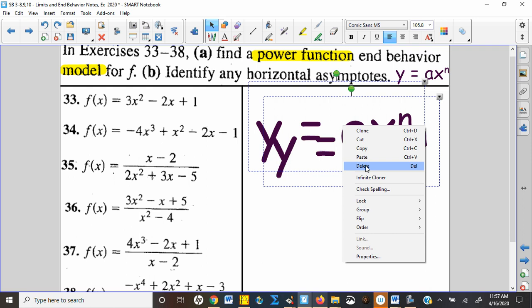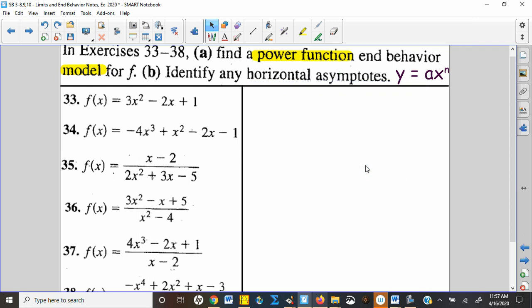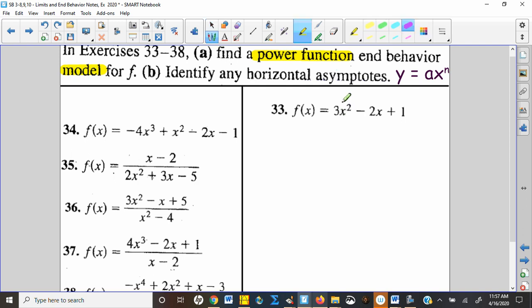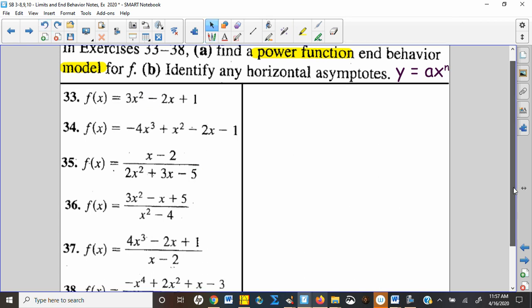Okay. Now the cool thing about polynomials, what makes them so darn simple, is that the power function end behavior model is going to work in both directions. So in this case, your power function end behavior model is just y equals 3x squared. That's what the answer told us, and that's going to be true in both directions. It's just like the matching problems we were just looking at.